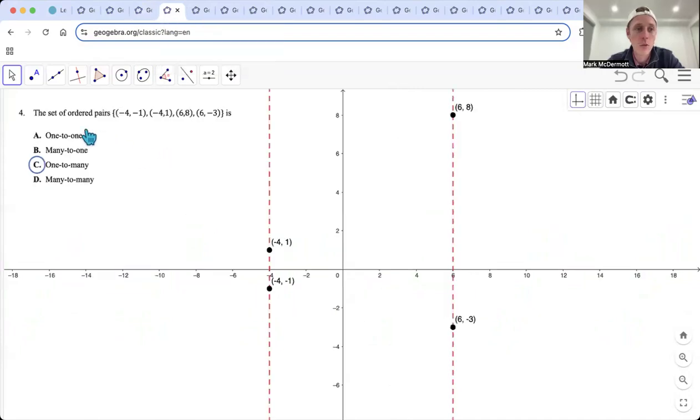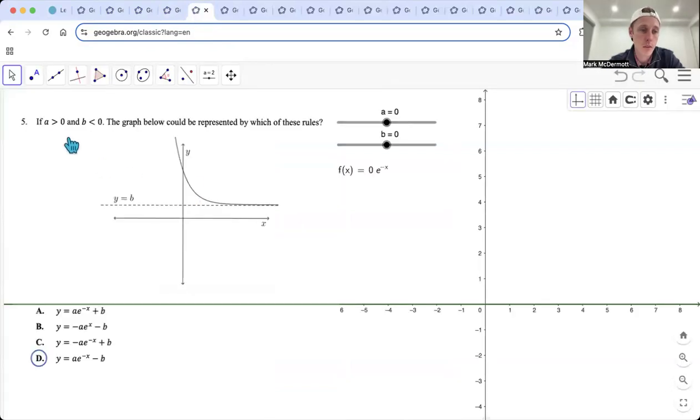Question 4. The set of ordered pairs (-4, -1), (-4, 1), (6, 8), and (6, -3) is 1 to 1, many to 1, 1 to many, many to many. Hopefully you saw that it is 1 to many. One x value, -4, goes to many y values, 1 and -1. And similarly, 6 goes to 8 and -3. Remember, it's about testing for correspondence. So it is 1 to many, and it's not a function because it fails the vertical line test. So it can't be the first two because they describe functions.